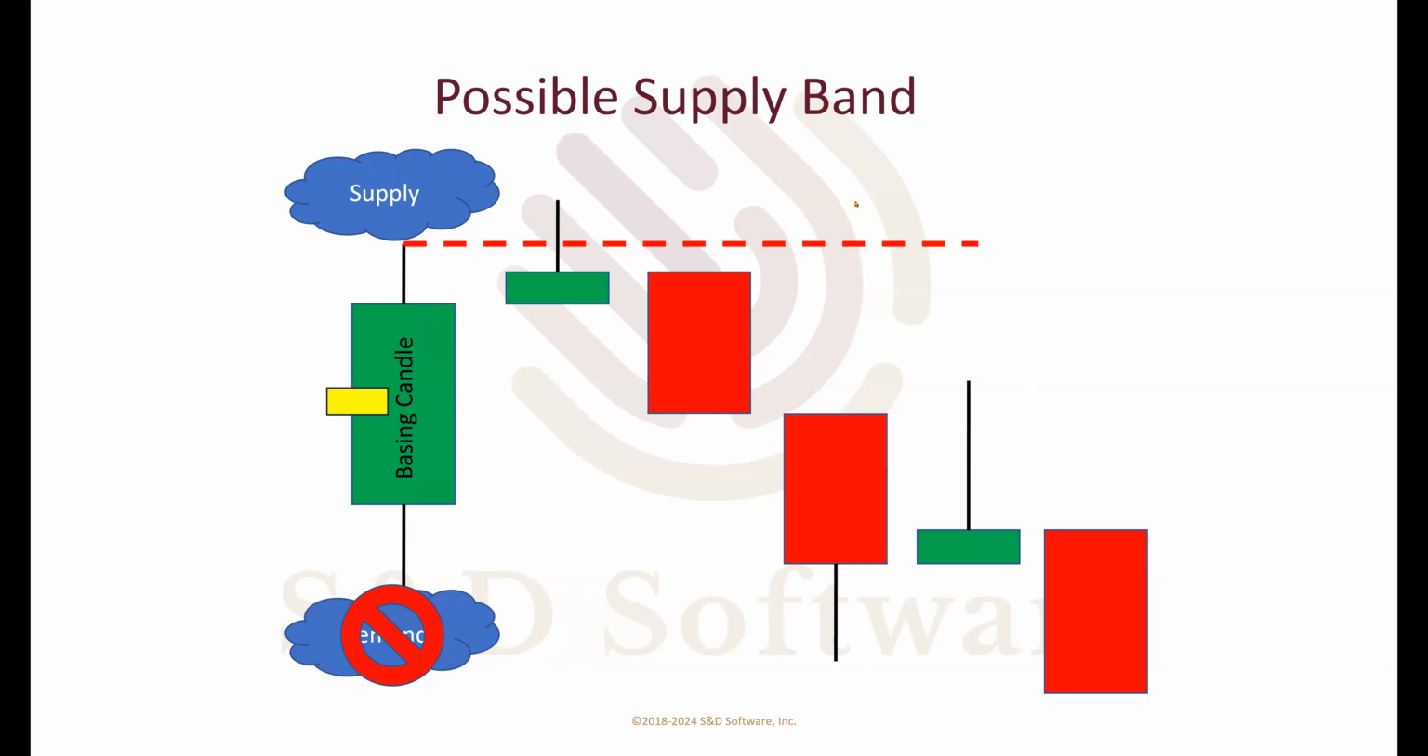Similarly, the tool is still going to mark this with the base high line here. We have not yet marked this as a supply or demand band, and there's a reason for that. We'll get into that in a moment.